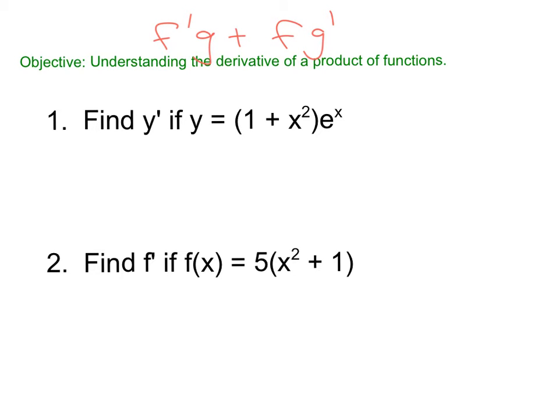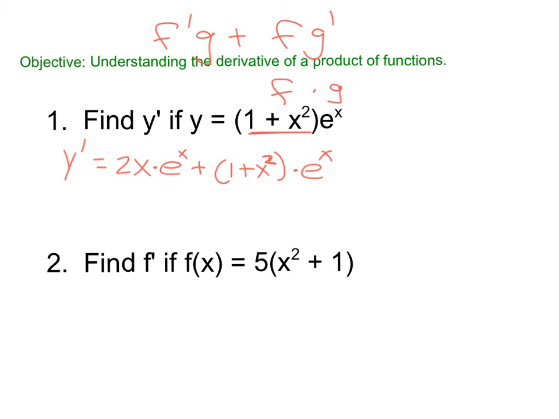So the first thing I'm going to do is look at my problem, y equals. I'm going to call this my f and this my g. Now this one's a little overly easy because what's the derivative of e to the x? The derivative of e to the x is just e to the x. Y prime equals the derivative of the first, what's the derivative of our f? 2x times g, which is e to the x, plus, we're going to keep it the same, 1 plus x squared, f stays the same, and then the derivative of e to the x, which is just e to the x, and that's our answer.